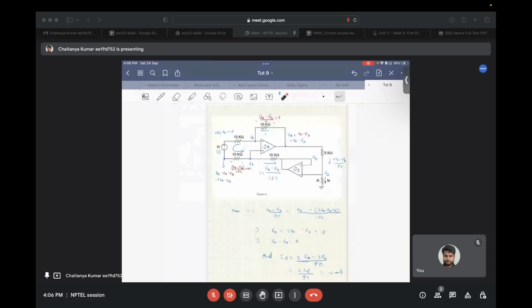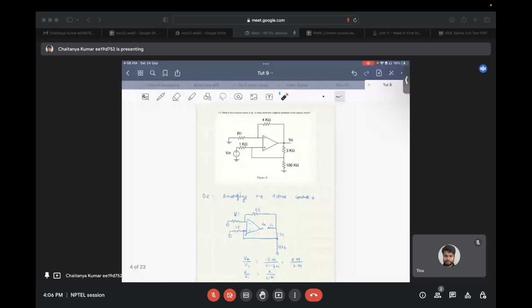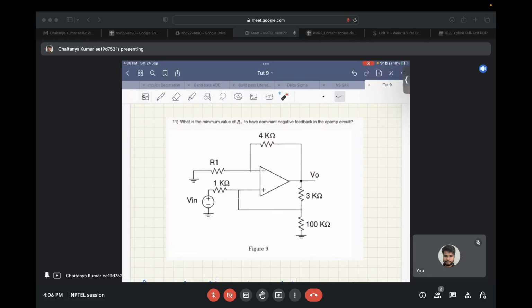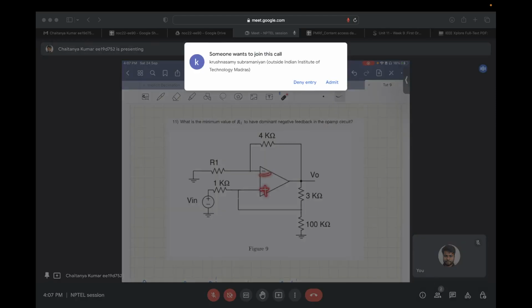So, let's move to the next question. Now, in this question, you need to find the minimum value of R1. So, you have a circuit in which you have a path from output to both the positive as well as negative terminal of the op amps.